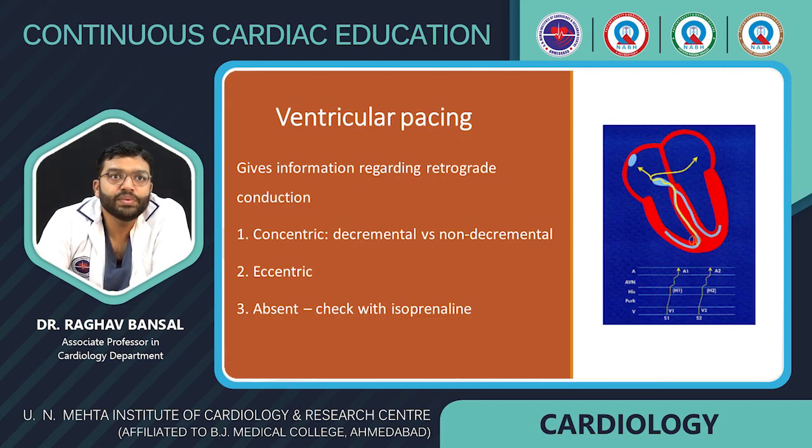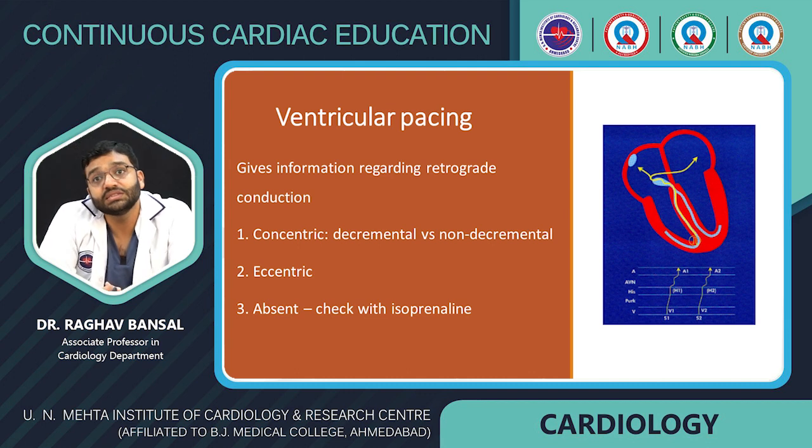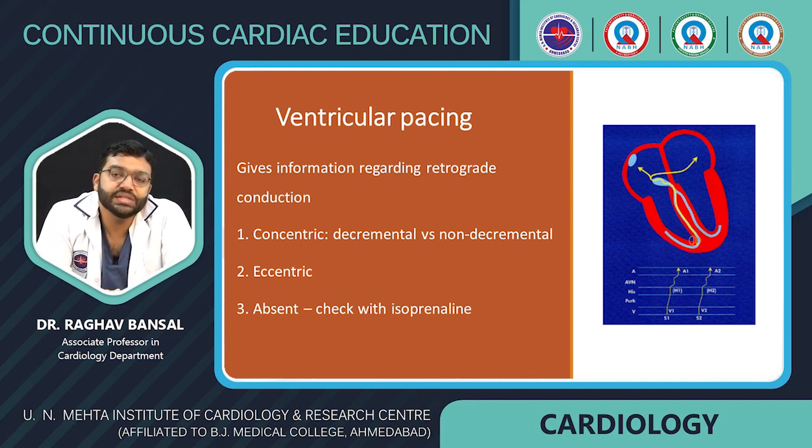So coming to ventricular pacing, it gives information regarding the retrograde conduction, whether the retrograde conduction is concentric, and whether it is decremental versus non-decremental. Then we have to check whether it is eccentric or if it is absent. If the retrograde VA conduction is absent, it is very difficult for a tachycardia which is re-entrant between the atrium and the ventricle, like AVRT or AVNRT, to happen.